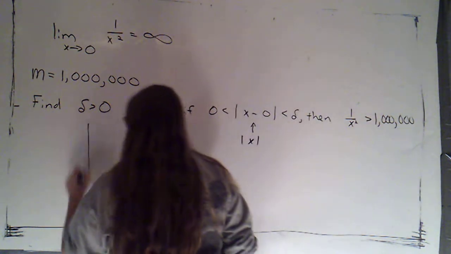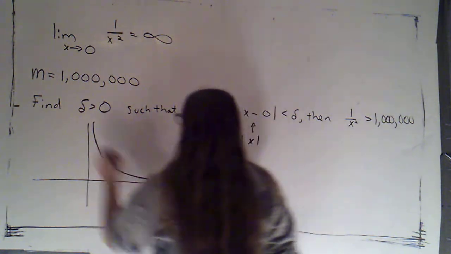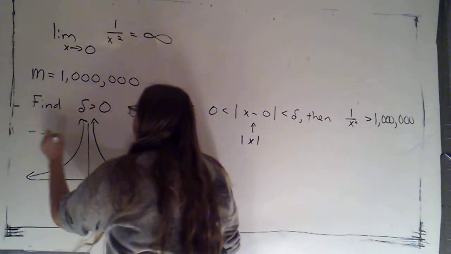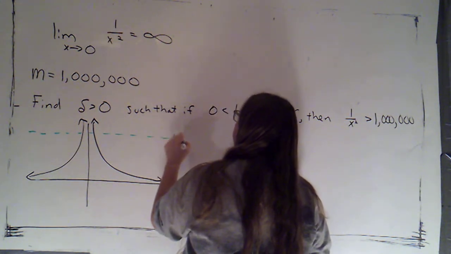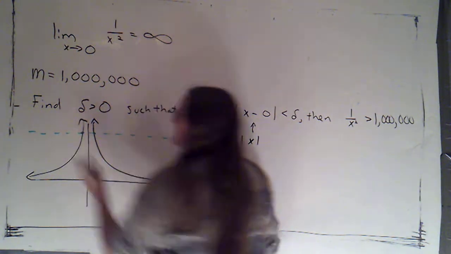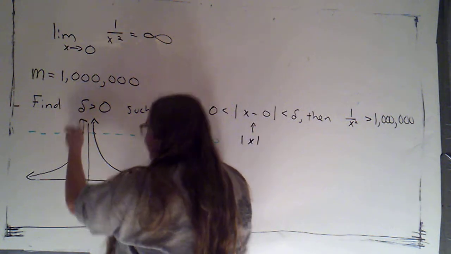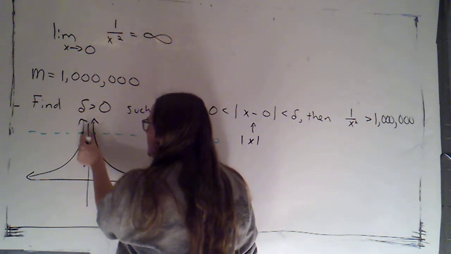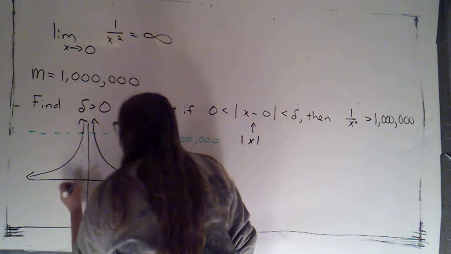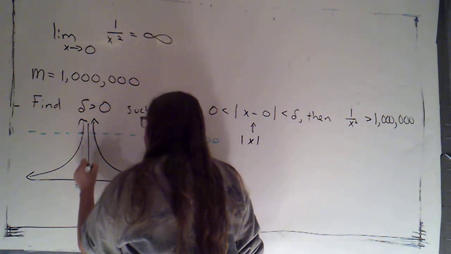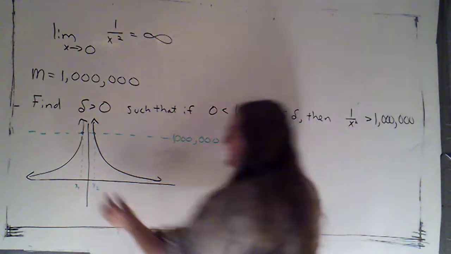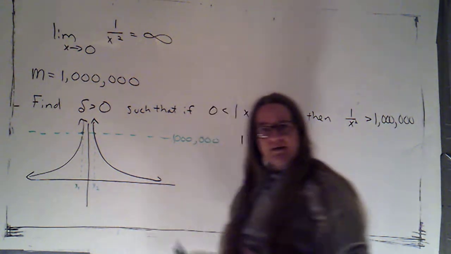Now, I'm just going to draw myself a picture here. So I know what 1 over x squared looks like. And I'm going to draw in my m here at 1 million. So I can see that there's a point on either side of 0 where my function crosses that line. And as long as I'm in between those 2 points, my y value is bigger than 1 million. So I want to follow those down. This is going to give me an x1. This would give me an x2. Let's see if we can find those. It looks to me like the distance between x1 and 0 and the distance between x2 and 0 is going to be the same.